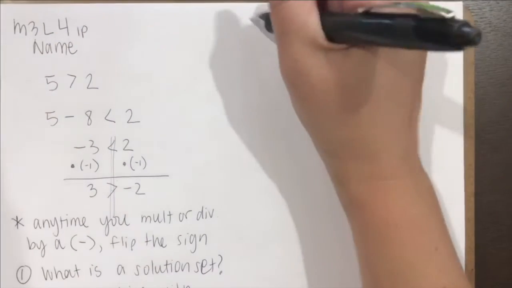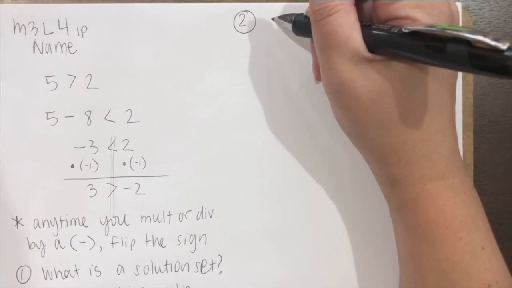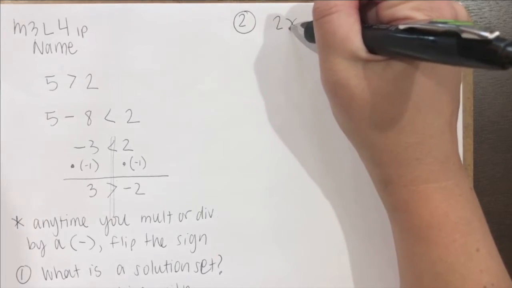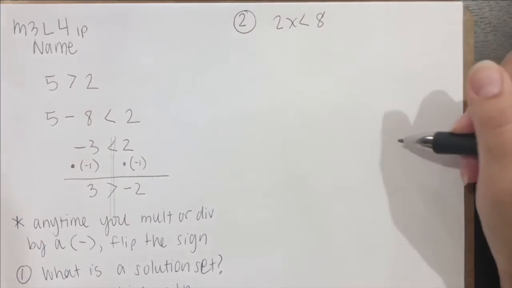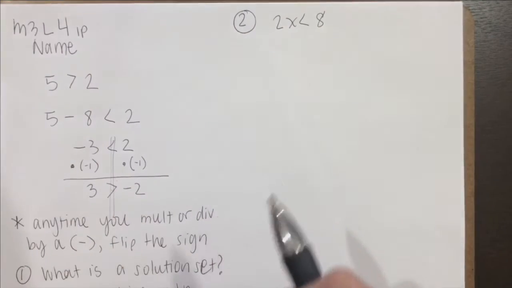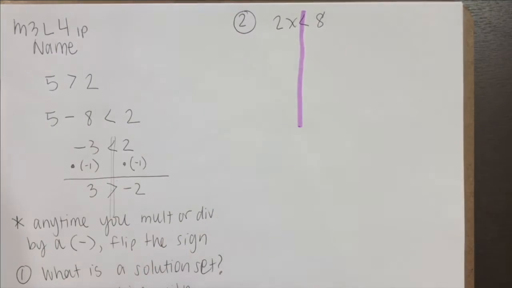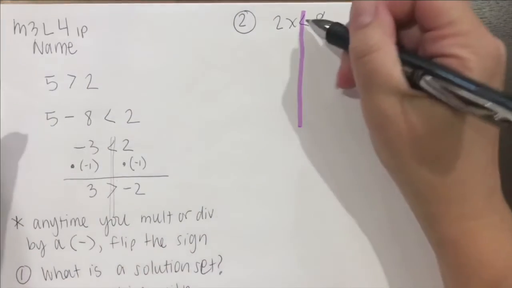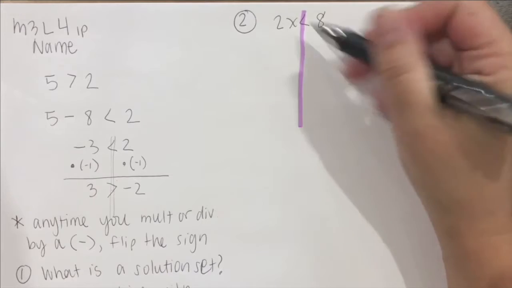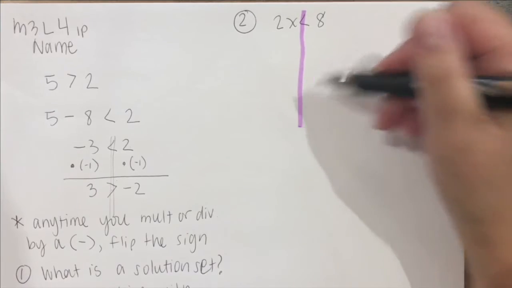Number 2. Solve 2x is less than 8. So let's use a highlighter here, because putting the double equal sign doesn't really make sense because it's not equal. We're doing an inequality here, but we're going to follow the same steps.